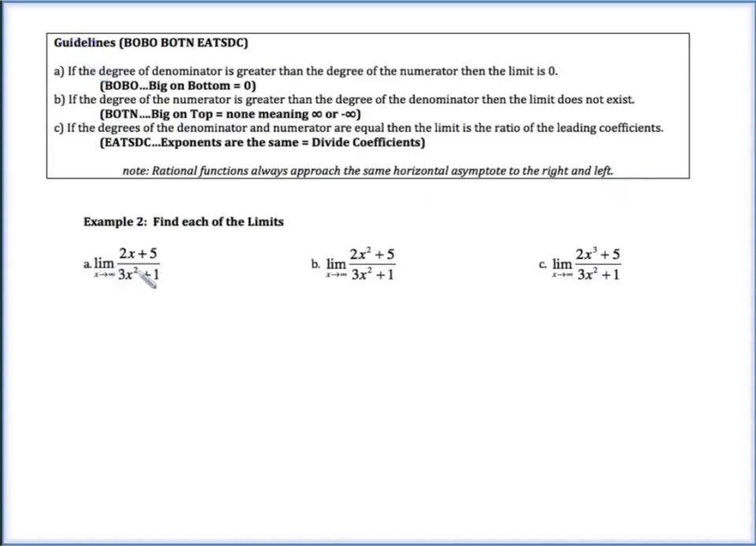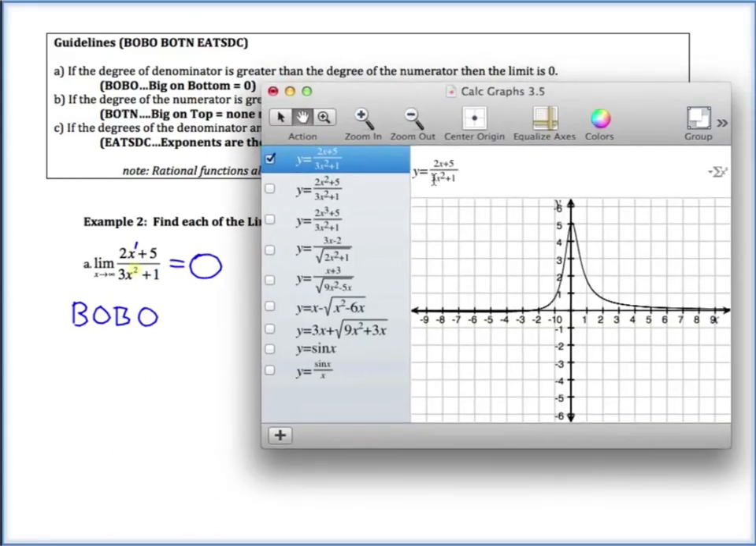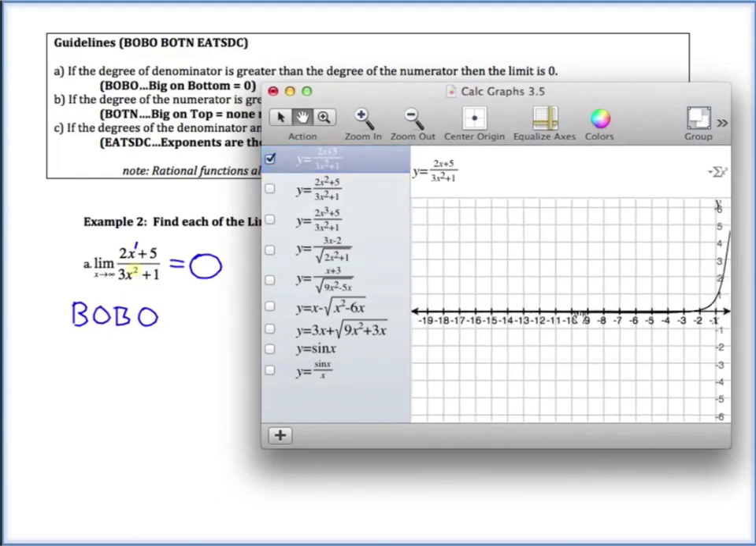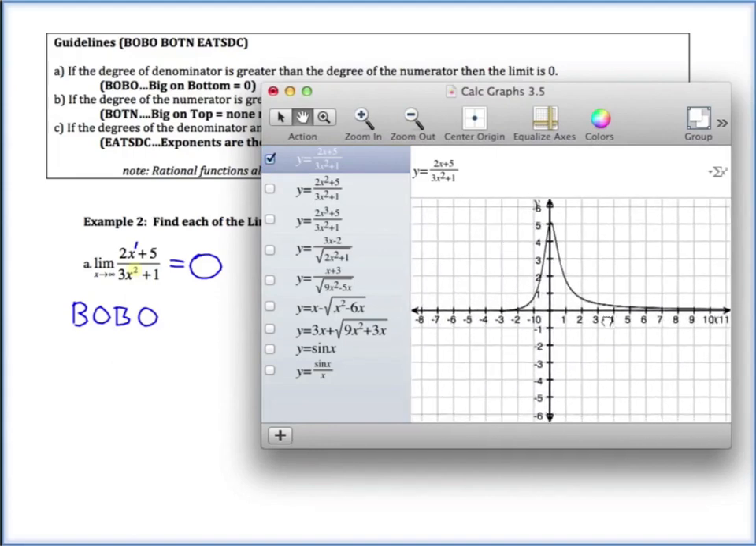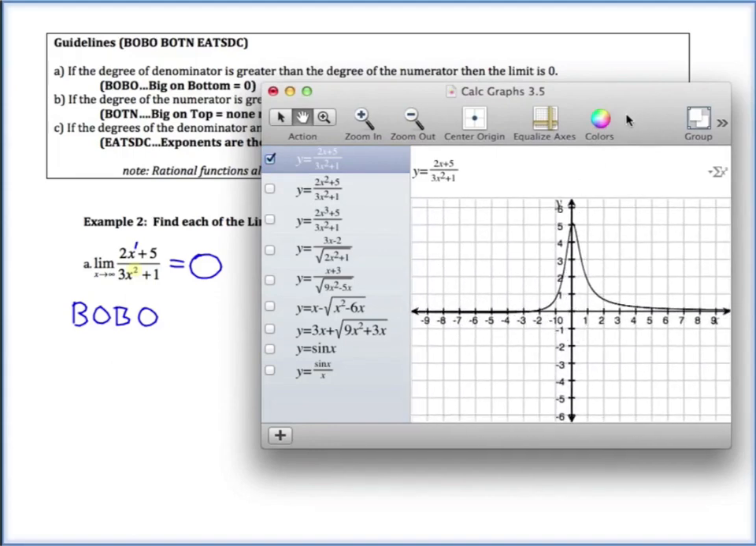So if we want to find each of the limits, first just verify that they are rational functions. The exponent here is 1, and here the exponent is 2. So in this case, it is bigger on bottom. Big on bottom 0. So the limit here has to equal 0. Now let's take a look at what that graph would look like. Here is 2x plus 5 over 3x plus 1, and you can see as we go to infinity or negative infinity that this is going to 0. So the graph verifies our answer.